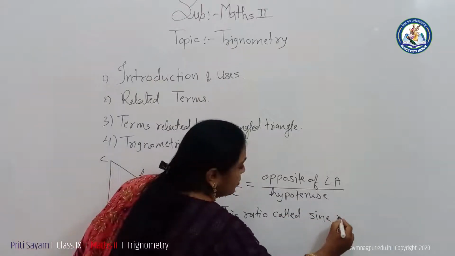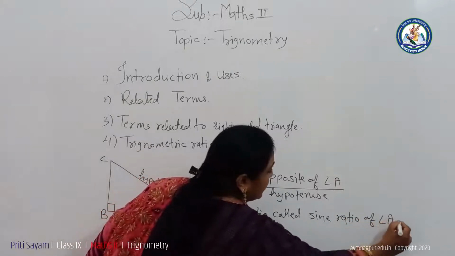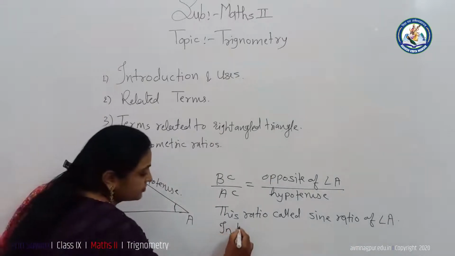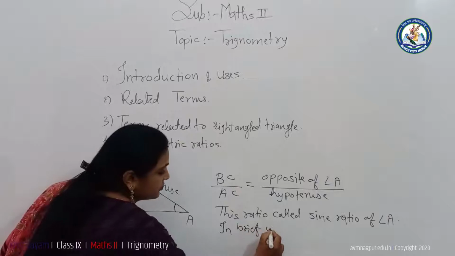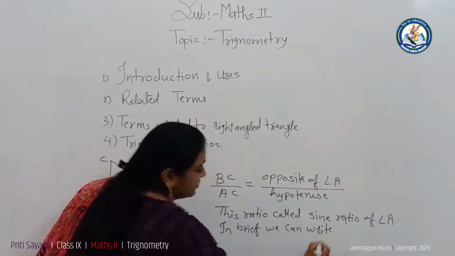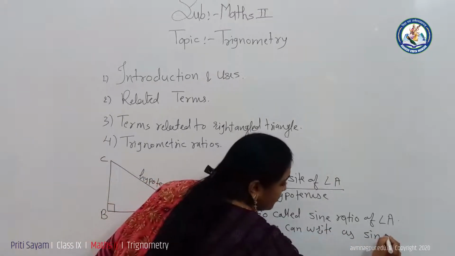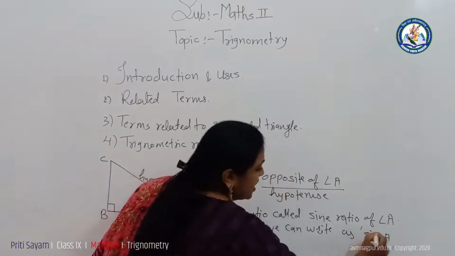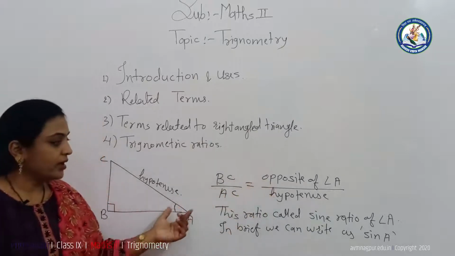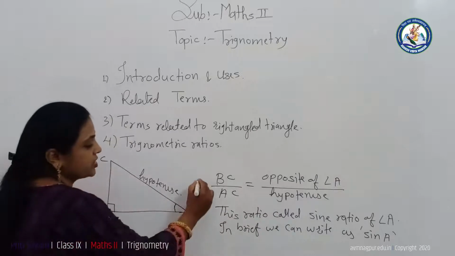Sine ratio of angle A, or in brief we can write it as sin A. For sin A, the ratio is the opposite side of that angle. Here is angle A, that's why it is the opposite side of angle A upon hypotenuse. This is our first ratio.